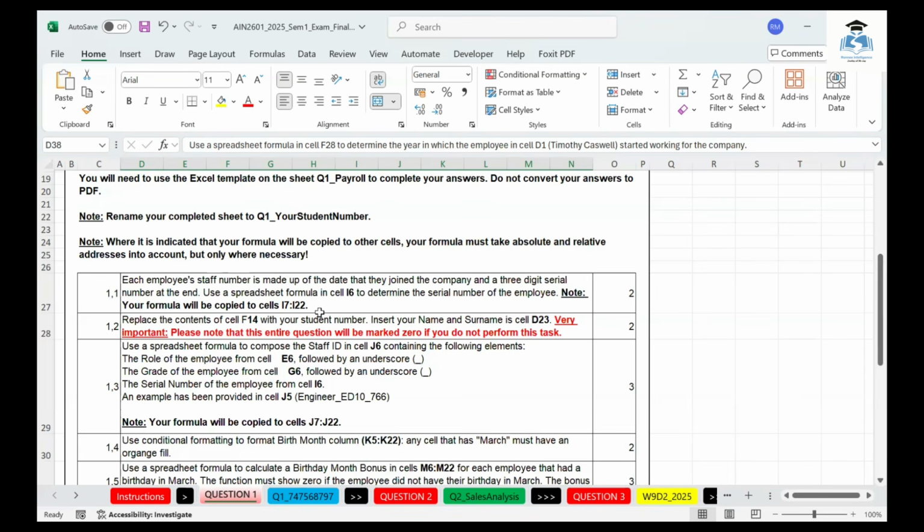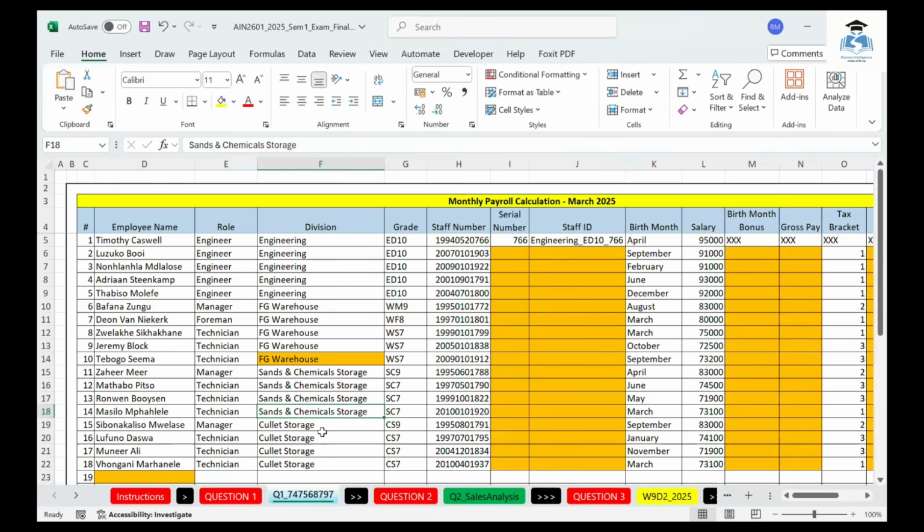Use a spreadsheet formula in cell I6 to determine the serial number of the employee. Note, your formula will be copied to cells I7 to I22. So are you seeing something, guys? It's almost like the questions are the same, but they just change here and there. All right. How do we find the serial number?